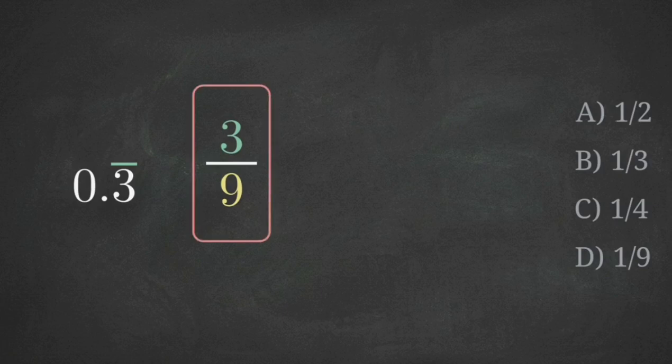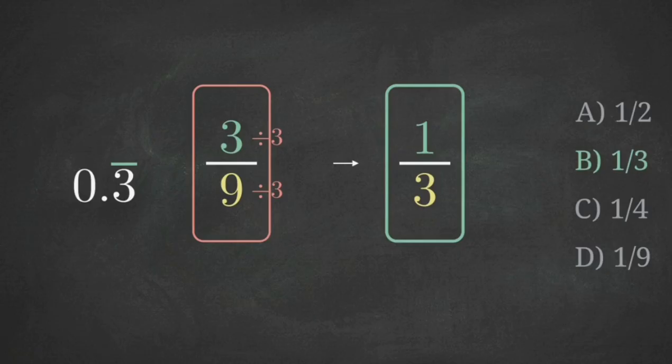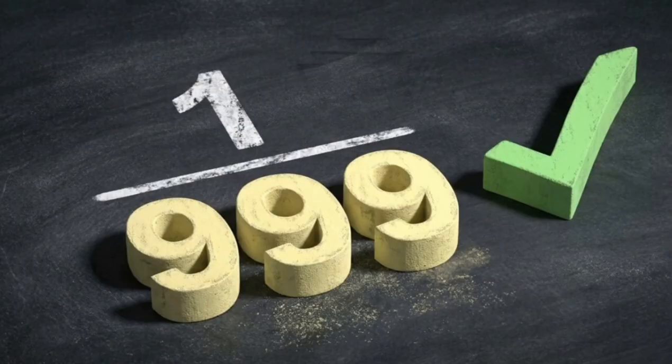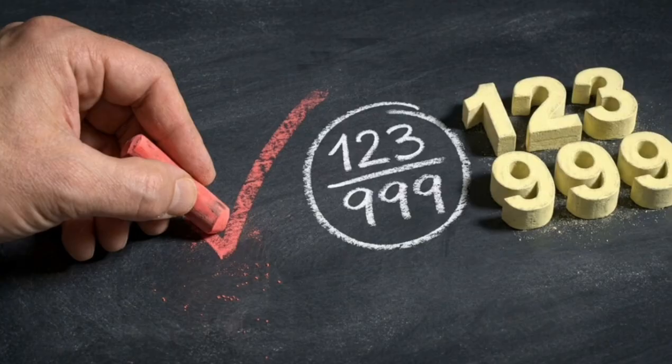Let's look at 0.3 repeating. The rule gives us 3 over 9, but you might not see that in your options. You always have to check if the fraction can be simplified. Dividing both numbers by 3 reduces it down to 1 over 3, which is the final answer. When you see a denominator made entirely of 9s, you know you are dealing with a purely repeating decimal. It serves as a reliable indicator that the conversion is correct.